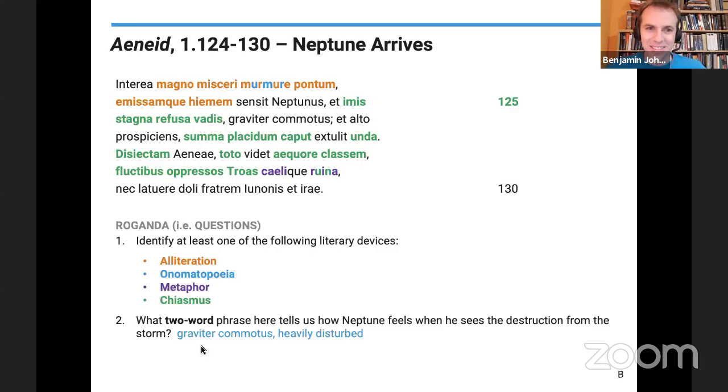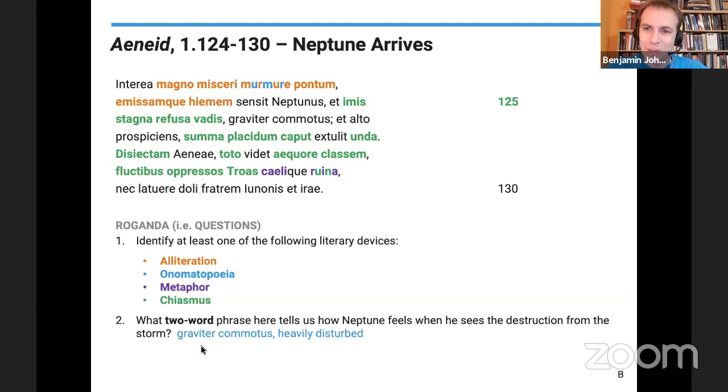Because of the alliteration, right? Magno misceri murmure pontum e misam hiemem. Lots of M's there, right? And the M sound can possibly be the sound of the murmur or the roar of the storm. Neptune felt that the sea was mixed with this great murmur. Murmur also is an onomatopoeia because murmur is the sound that murmurs make. Whenever I hear murmurs, I just hear the murmur, murmur. And that a storm was sent out.